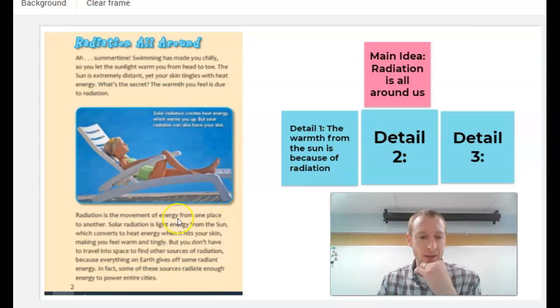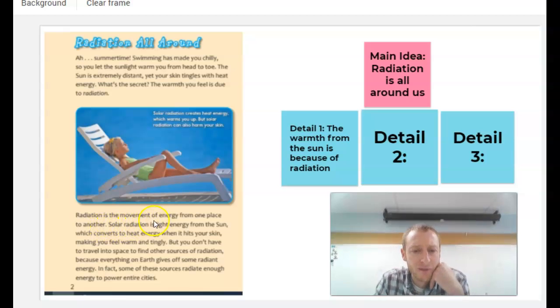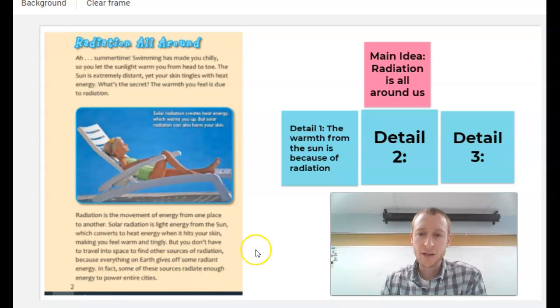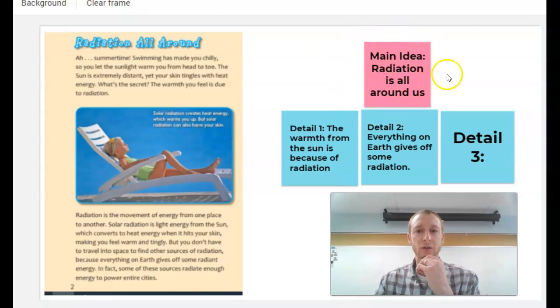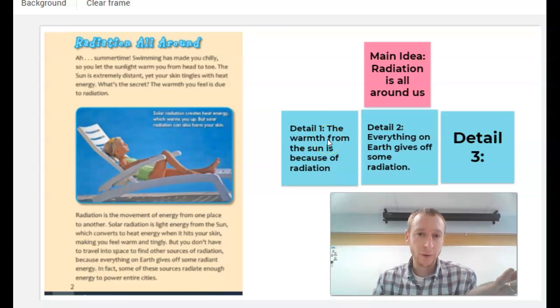What else did they say? Let's see. Radiation is the movement of energy. Solar radiation is light. We already kind of talked about that. But you don't have to travel into space to find other sources of radiation because everything on Earth gives off some radiant energy. Well, if radiation's all around us, that's my main idea. Wouldn't a detail be that everything on Earth gives off some radiation? Okay, so main idea, radiation's all around us. Well, I can prove that because the sun, which is around us, gives off radiation. Also, everything on Earth gives off some radiation.